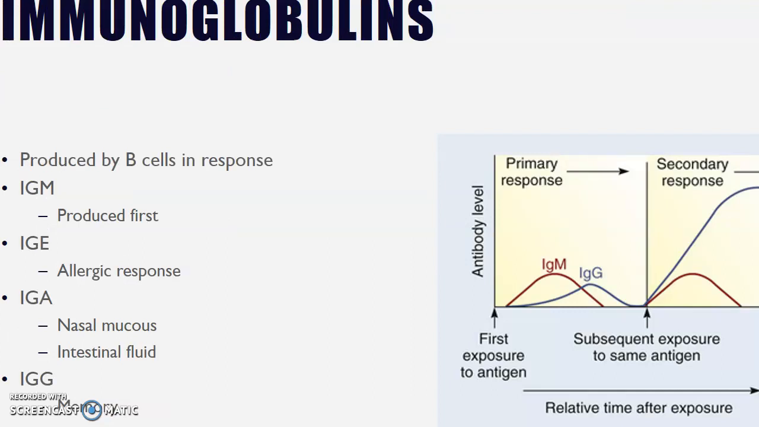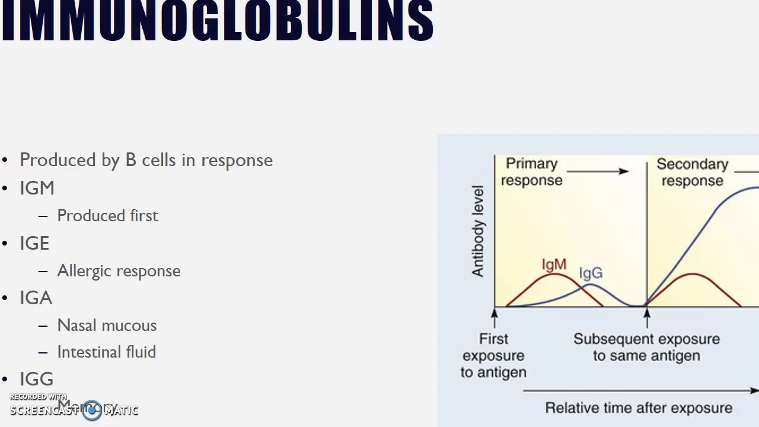The immunoglobulins are produced by the B cells in response to that antigen. The IgM is going to be produced first. It circulates in the blood and accounts for about 10% of all of the human immunoglobulin. The B cells will produce IgM first in response.